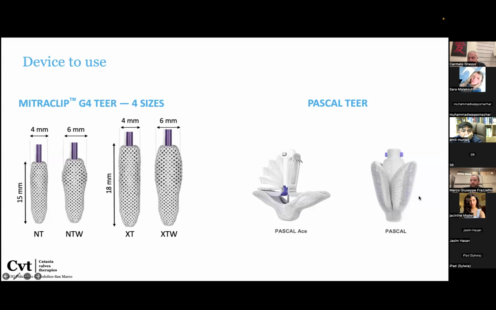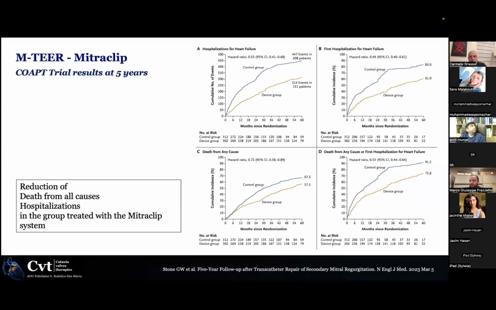After the P10, which was the first, larger version with the spacer inside, Edwards came with a smaller device that is the Pascal Ace, and it comes without a spacer in the center of the device and with a smaller clasp. So all these devices are used in different settings and in different anatomies. I don't want to bother you with the studies that you probably already know, so I will go very fast through the majority of the studies that we have.